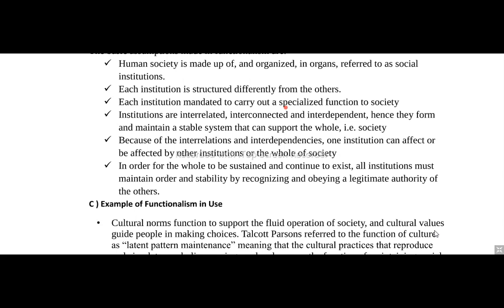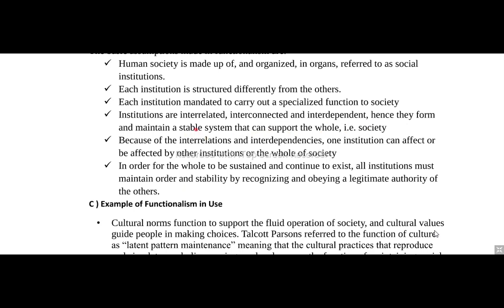If you go to the church, what does it do? If you go to the law court, what do they do? If you go to the hospital, what does it do? So different social institutions have their specific function in the society. Institutions are interrelated, interconnected, interdependent. Hence, they form and maintain a stable system that can support the whole, that is the society.